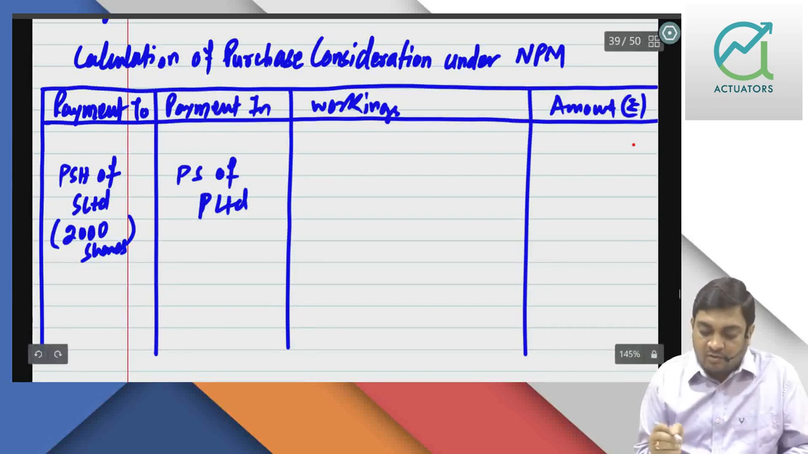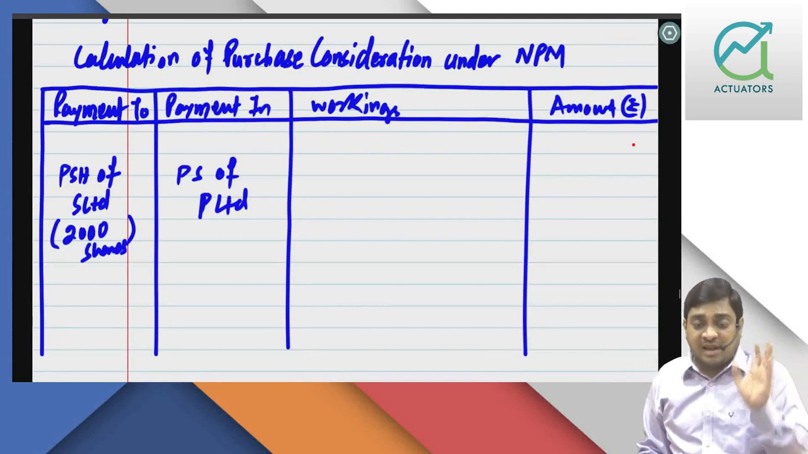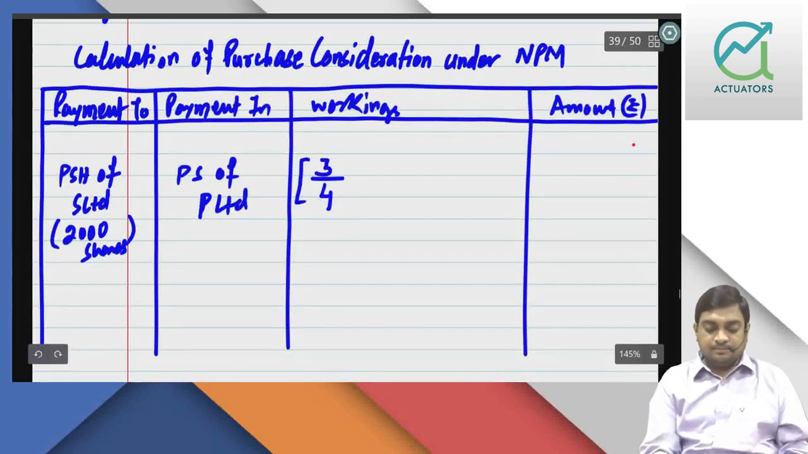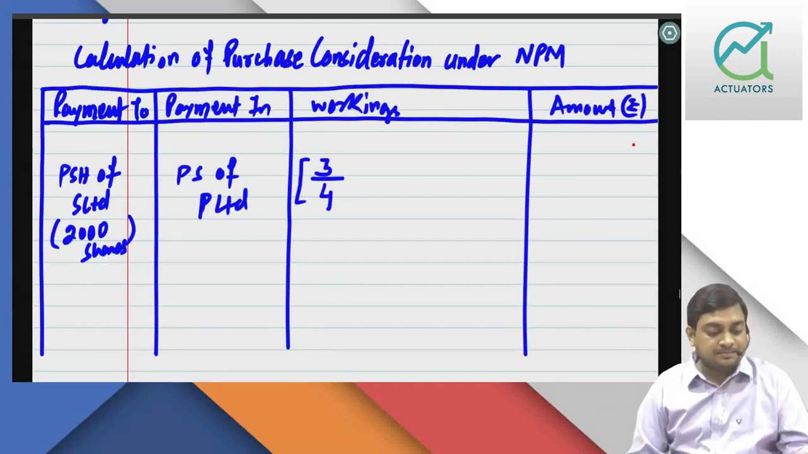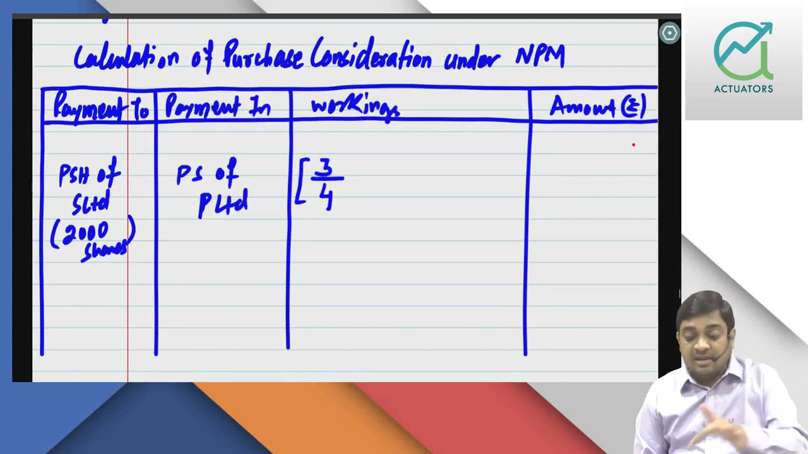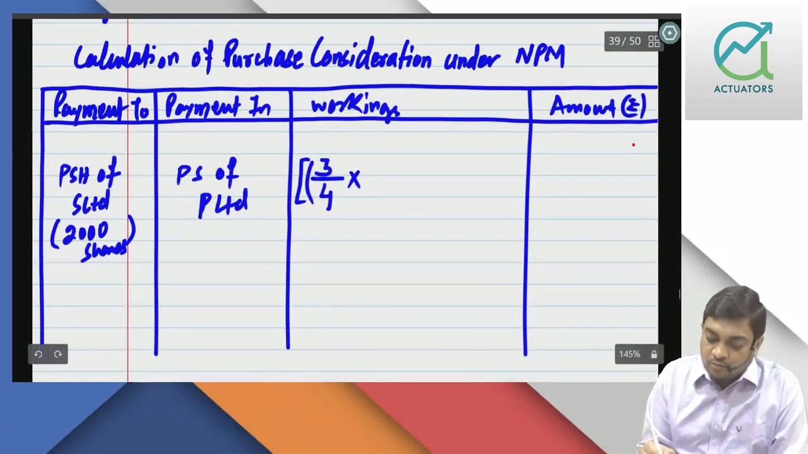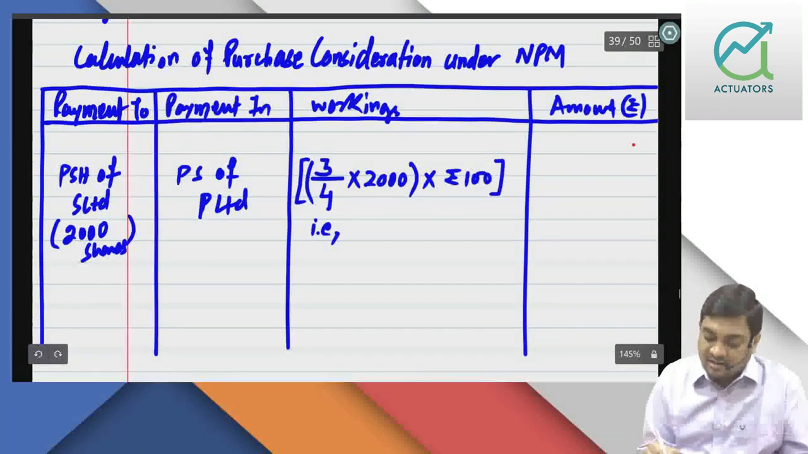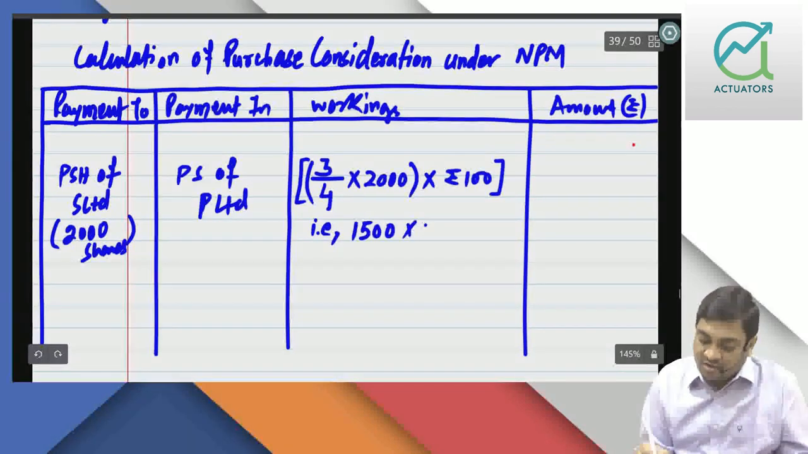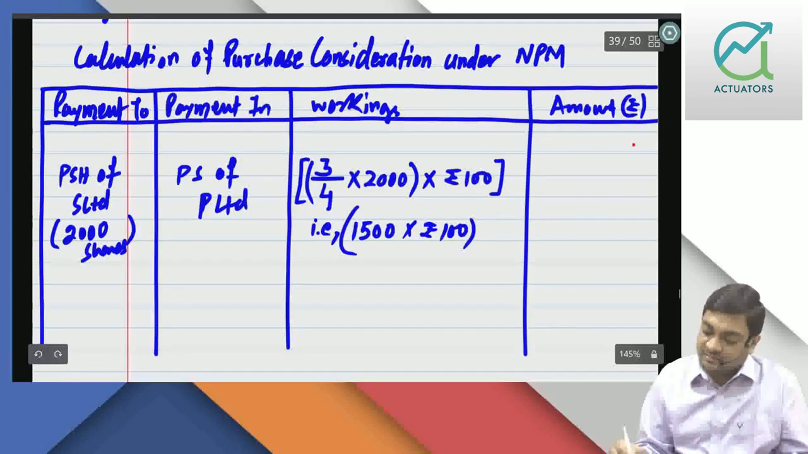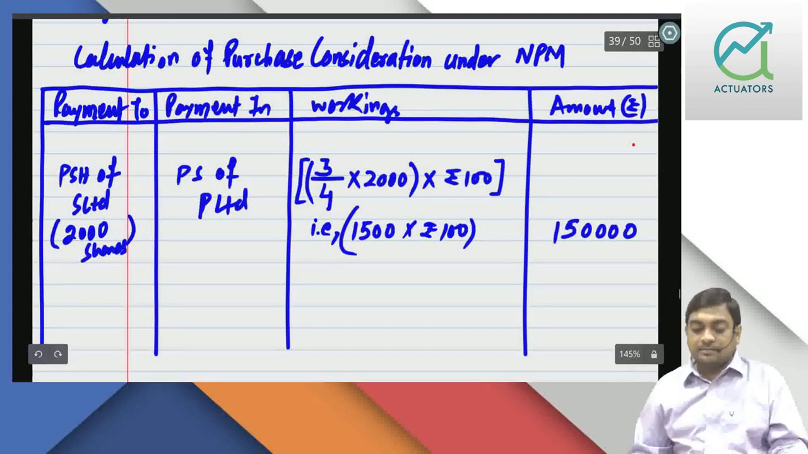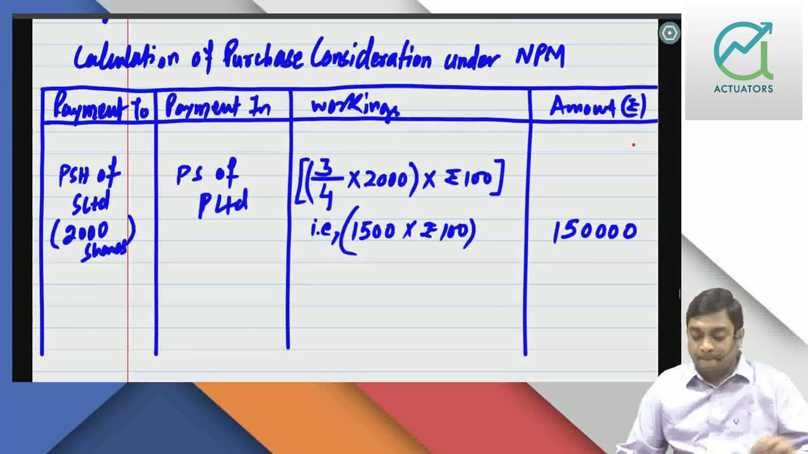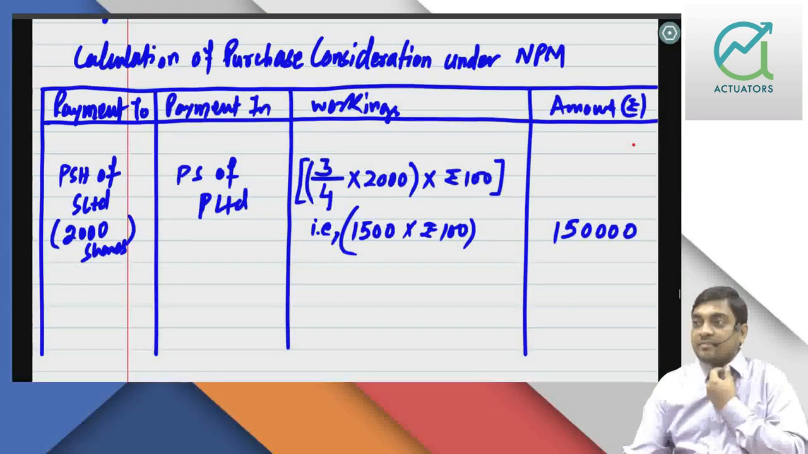Okay. Now the working is what? Swap ratio into number of shares of old company into share issue price of new company. So the swap ratio is, for 4 I am giving you 3. 3 shares in P for 4 of S. It will be new by old, into number of shares of old company, into share issue price of new company. That is, the new company will give 1500 shares of rupees 100 each, that comes to 150,000. Is that fine?